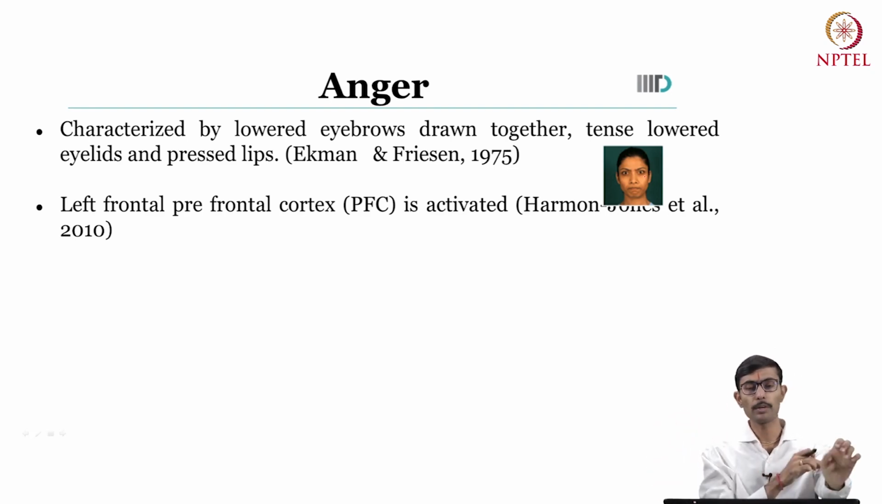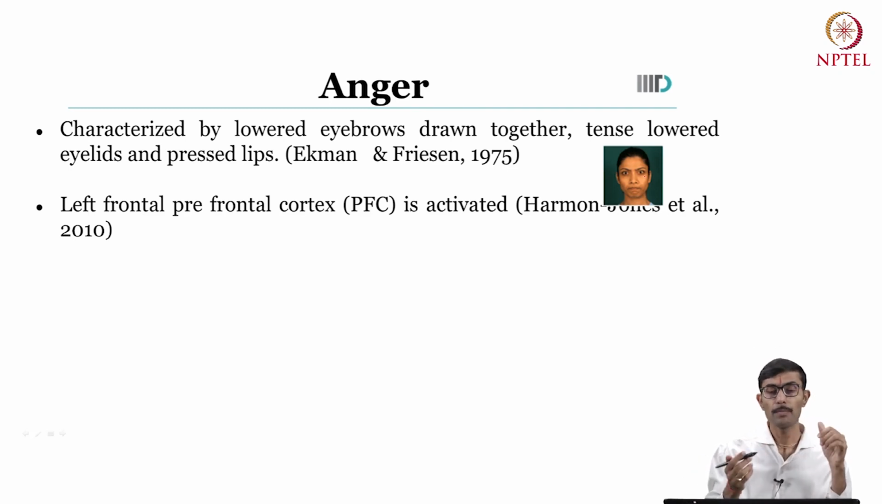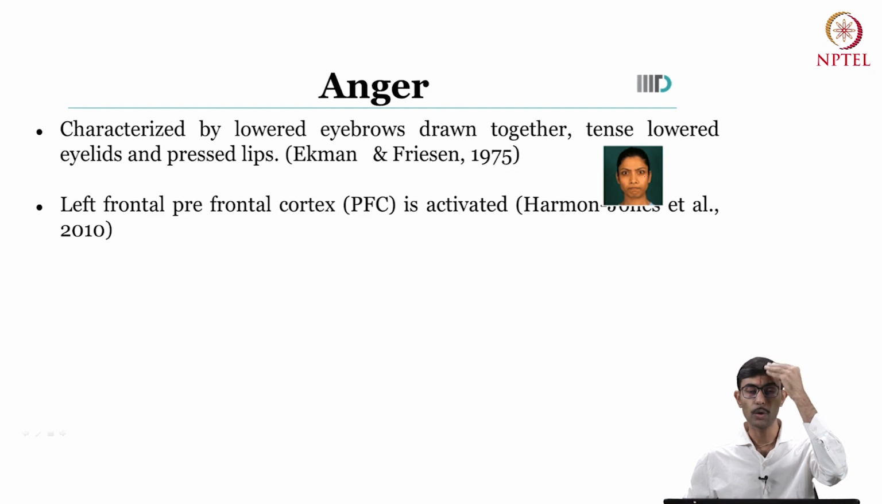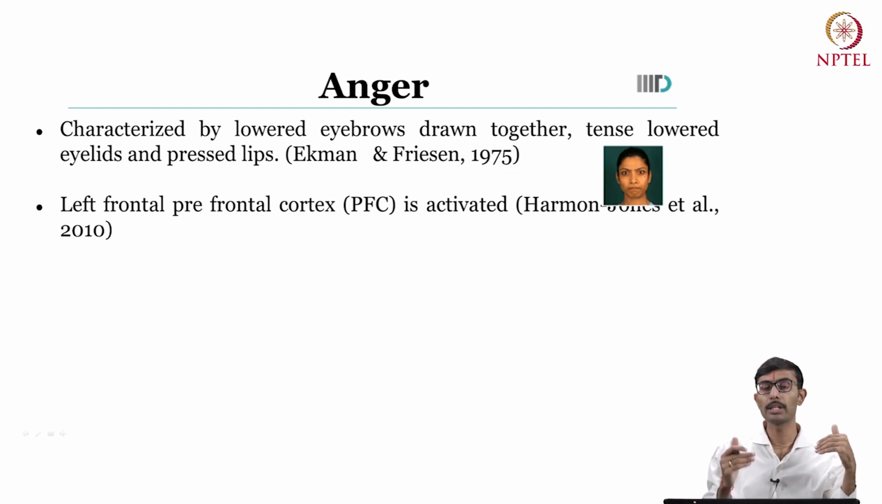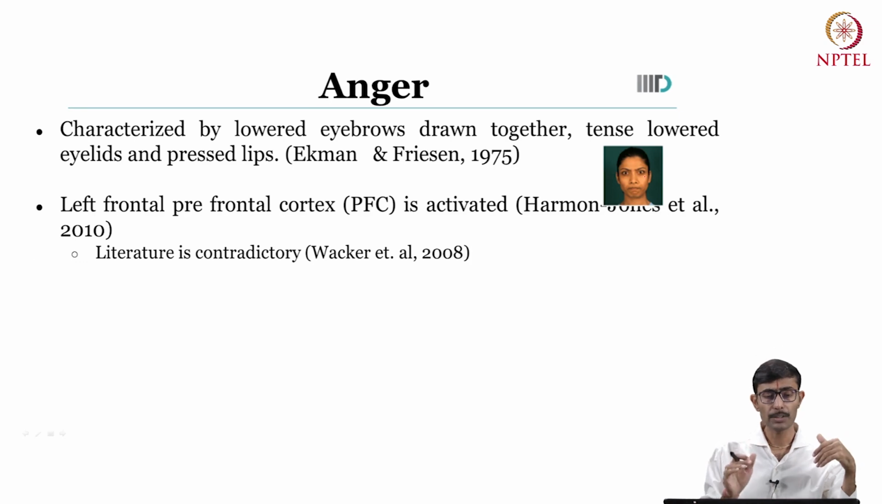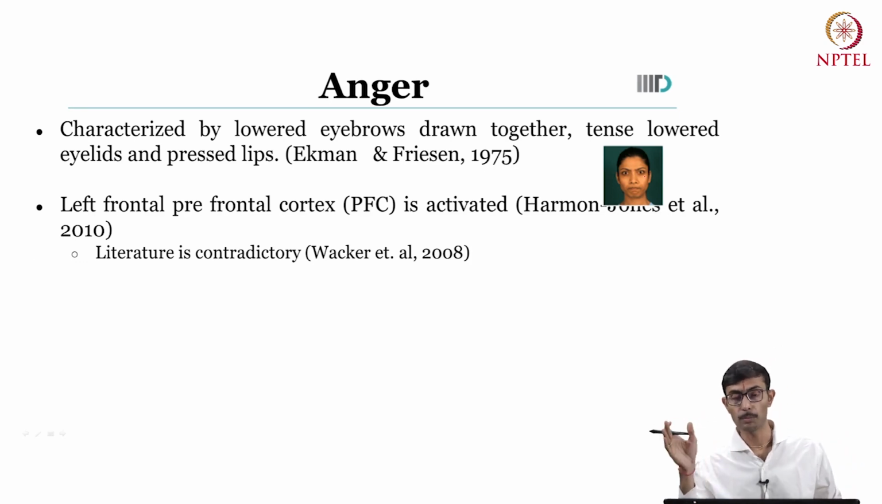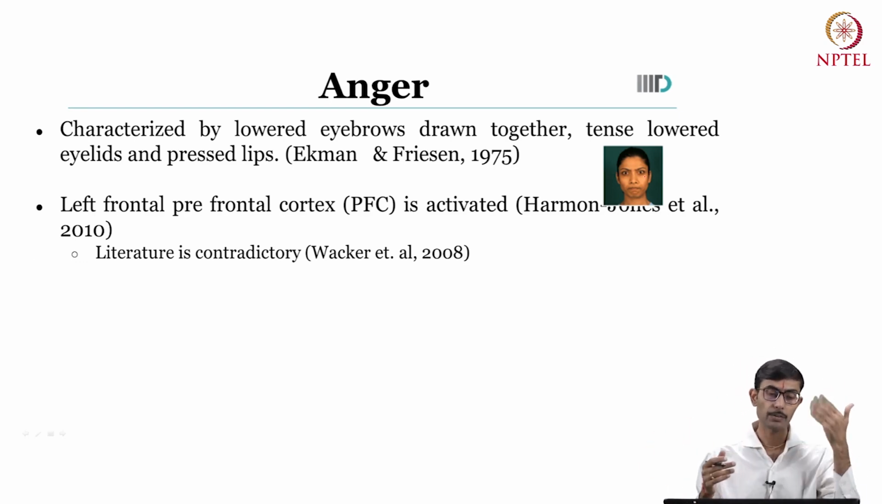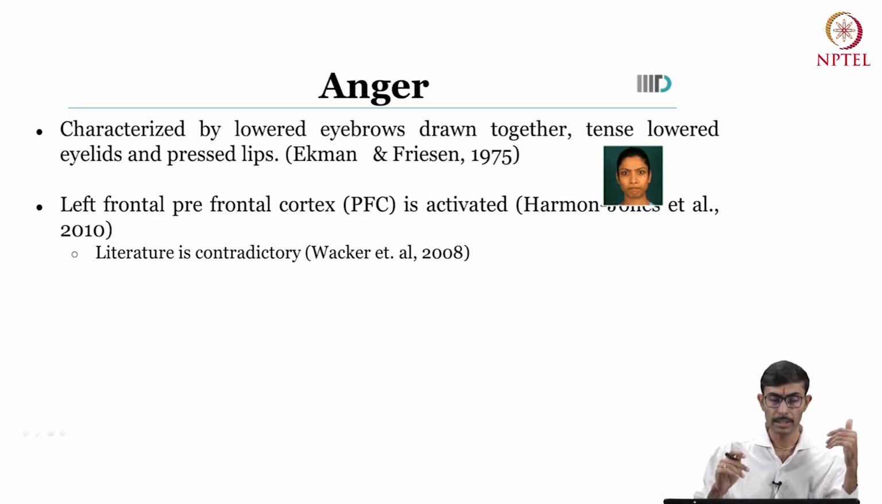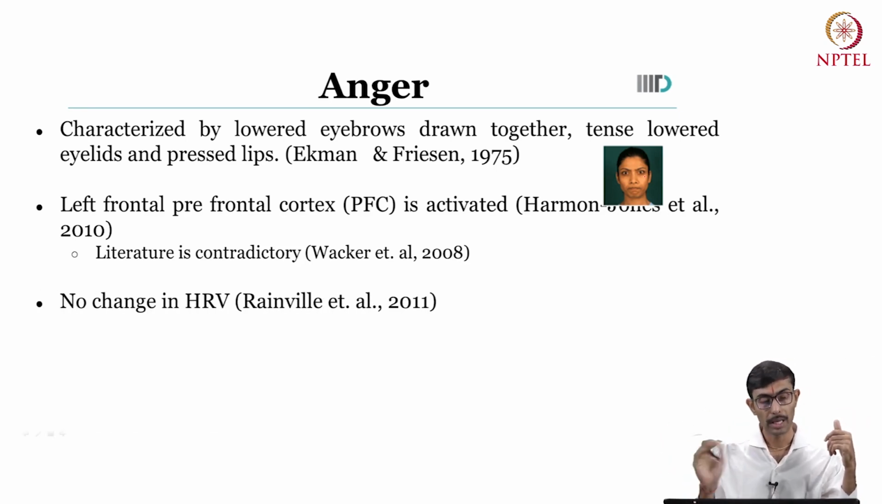Similarly, if you look at the brain activity corresponding to the anger emotion, we see more activity in the left frontal prefrontal cortex. So in the prefrontal cortex you have more activity in the case of the anger emotion. But in this case, the literature is a bit contradictory as well. Harmon-Jones and other researchers have said that the left frontal prefrontal cortex is activated, but the literature is a bit contradictory, where it is said that maybe the right prefrontal cortex is more activated.